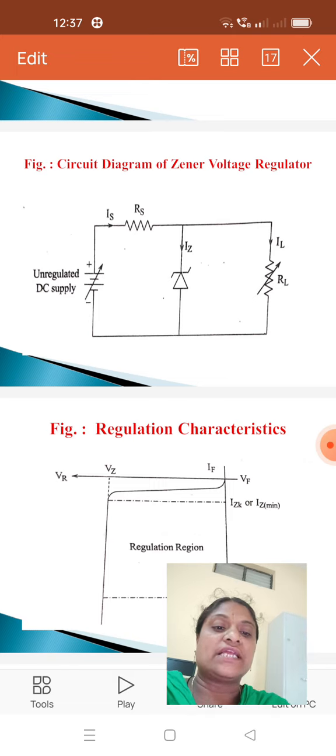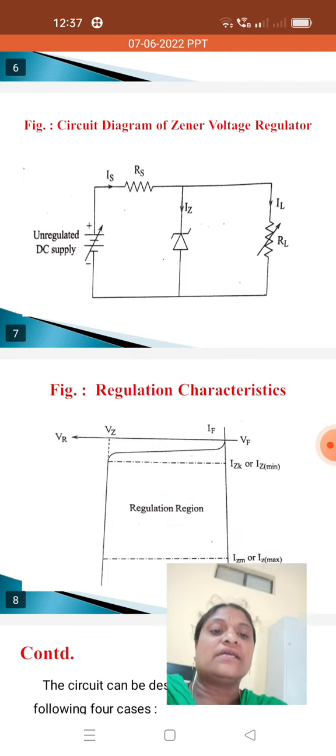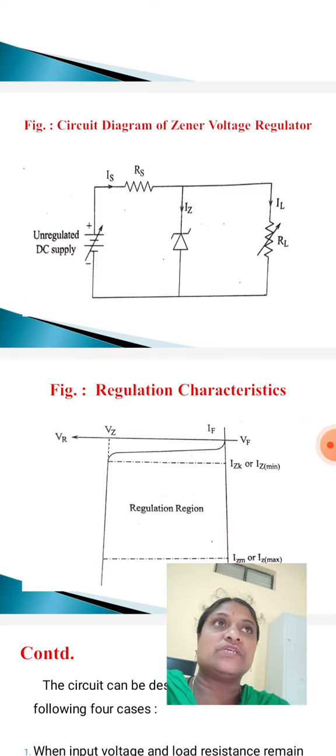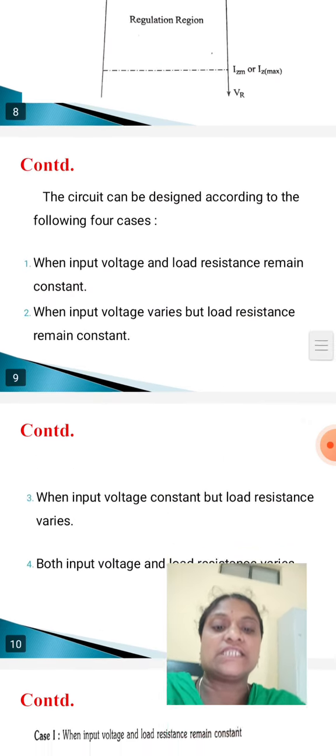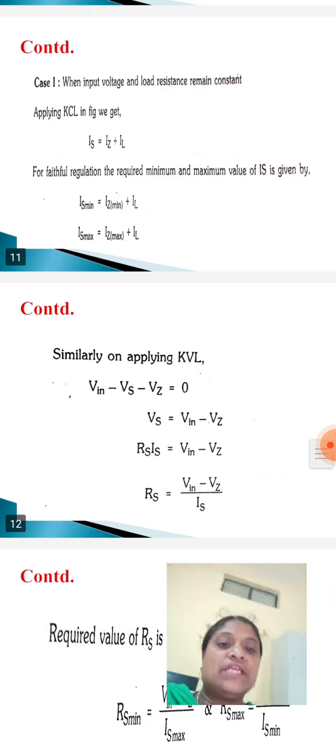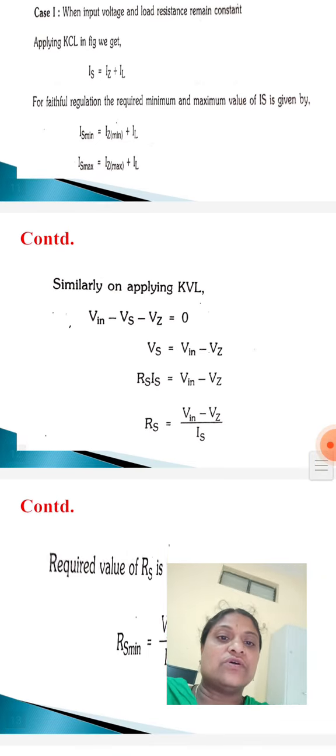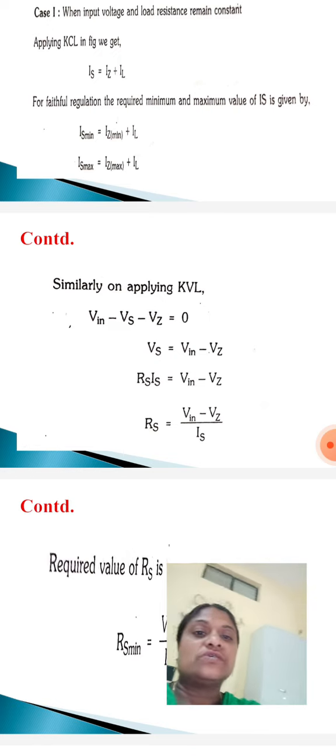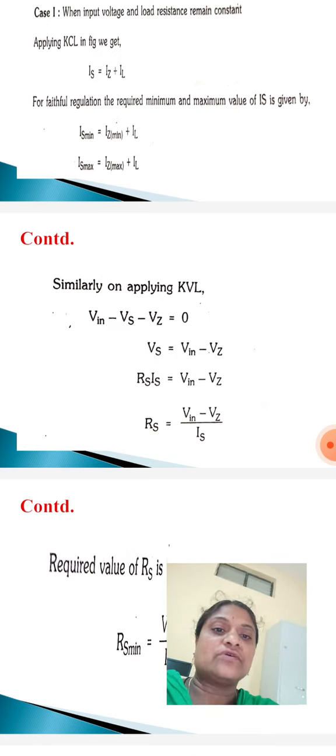This is KVL. KVL means Kirchhoff voltage law: the sum of all voltages is equal to 0 in a closed loop. That is called Kirchhoff voltage law. Vin minus Vs minus Vz is equal to 0. We can find Vs. Minus Vs goes to the right side and is converted to plus Vs. Therefore Vs is equal to Vin minus Vz on the left side.